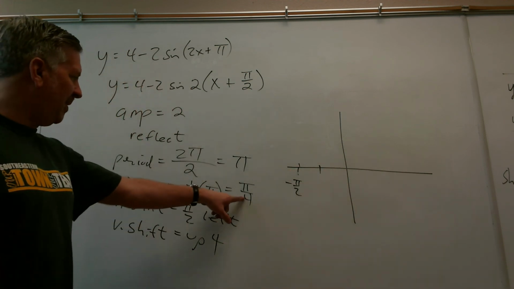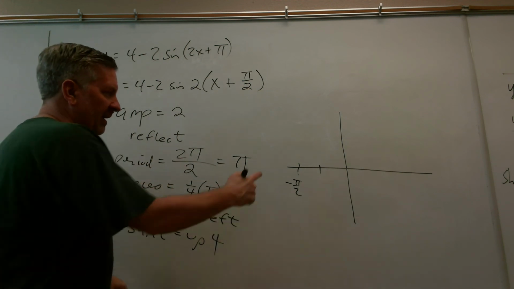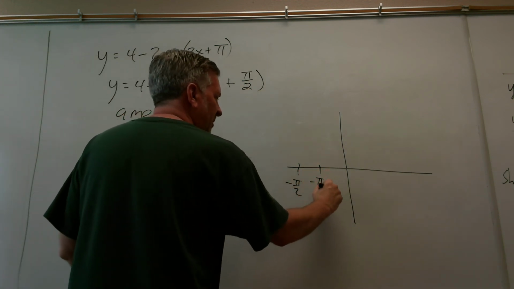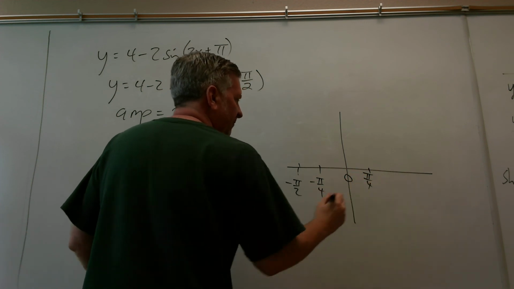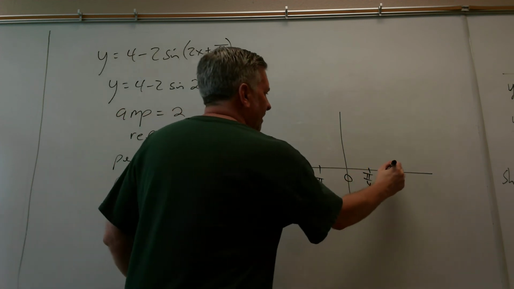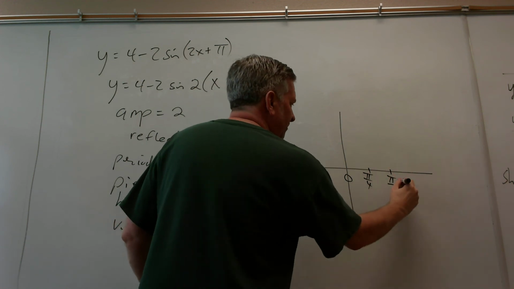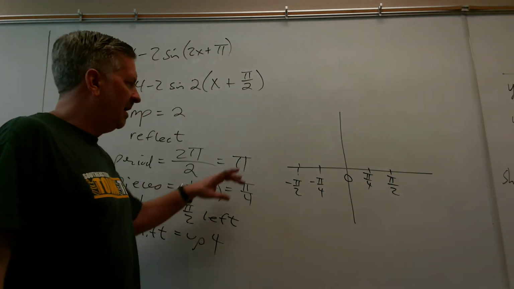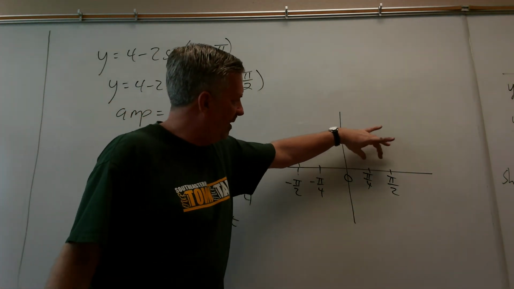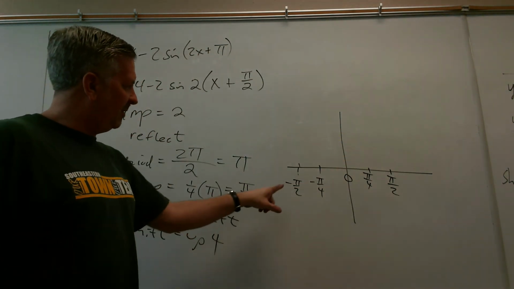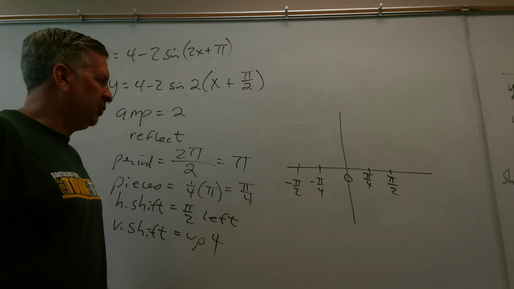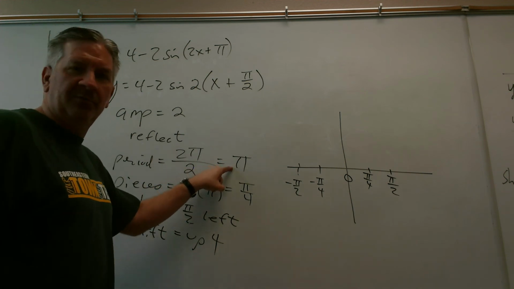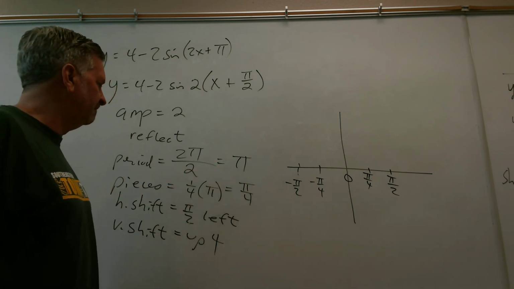And if I add pi over 4 to minus pi over 2, that's going to put you at minus pi over 4. It's halfway. Add another pi over 4, I'm at 0. Add another pi over 4, I'm at pi over 4. Add another pi over 4, that's 2 pi over 4, or pi over 2. I have 1, 2, 3, 4 pieces. And the total distance from minus pi over 2 to pi over 2 is a distance that's 2 pi over 2, or pi, which is what I said the period was going to be.